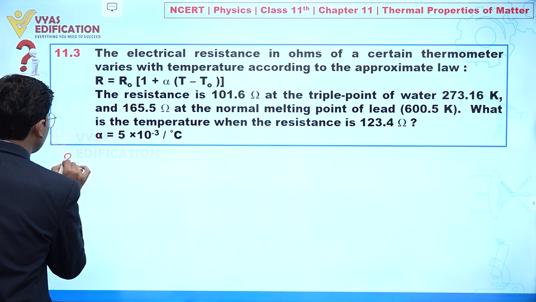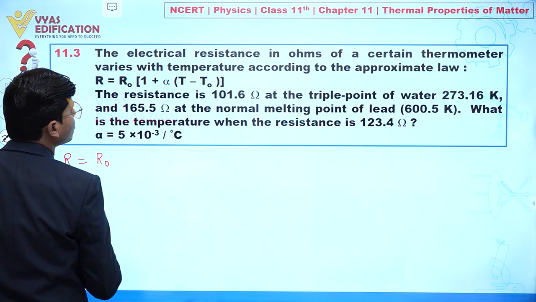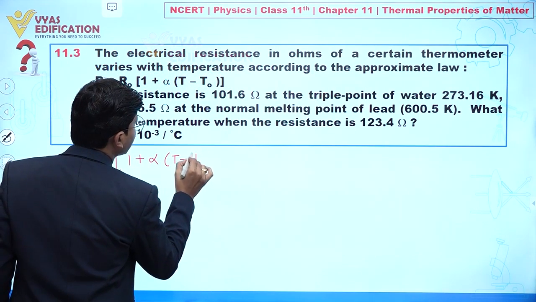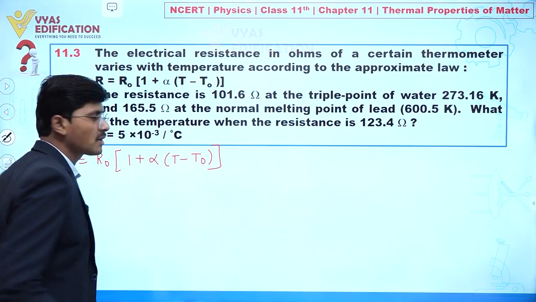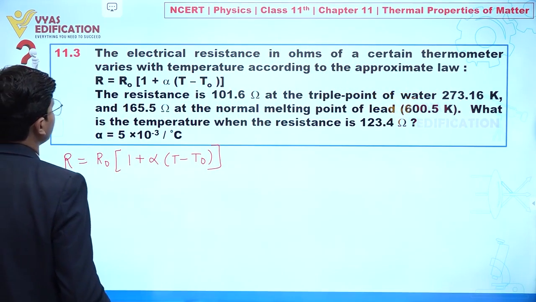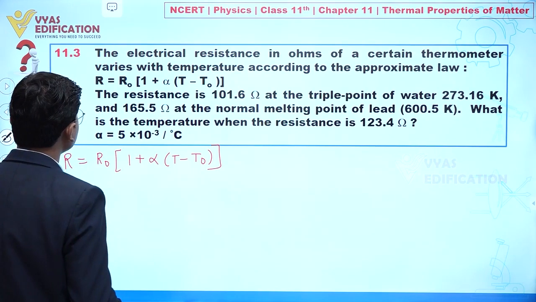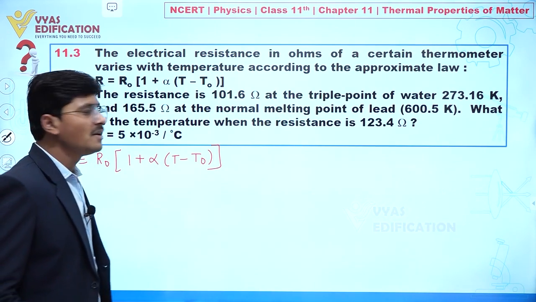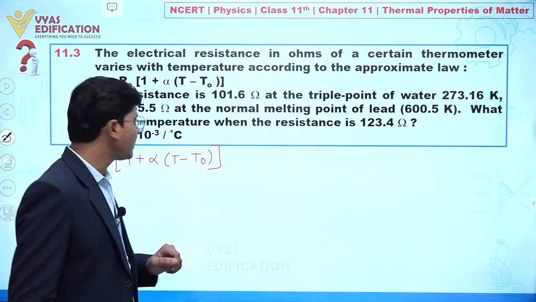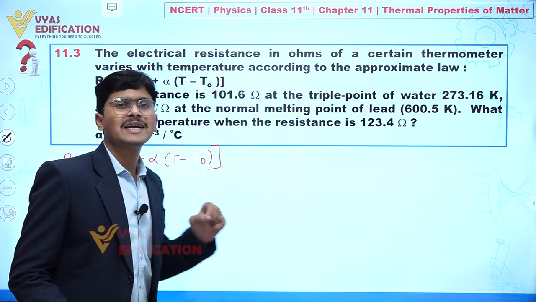The formula given to you is R is equal to R naught (1 plus alpha (T minus T naught)). So now we can find the value of R. Listen carefully. This alpha is defined at temperature T naught, and this R naught is also defined at temperature T naught.